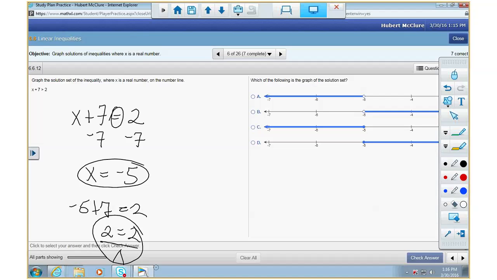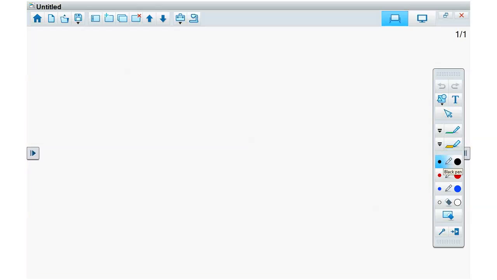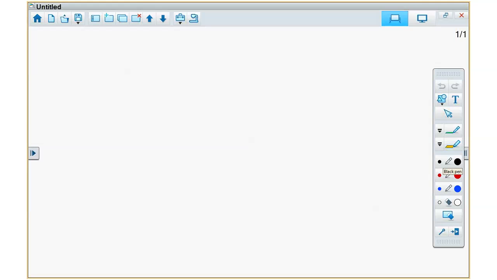Now, that's when we have an equal sign. Now, we don't have an equal sign now. Now we have an inequality. And the inequality gives you a solution set. And a solution set is more than one number. So, we go here. Inequalities gives us more than one number.